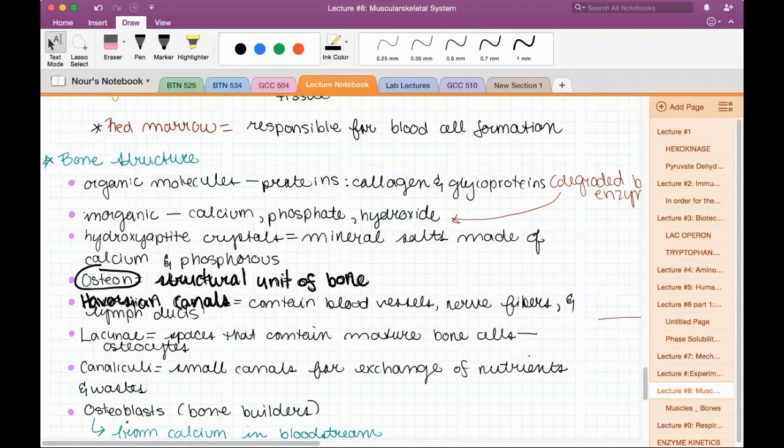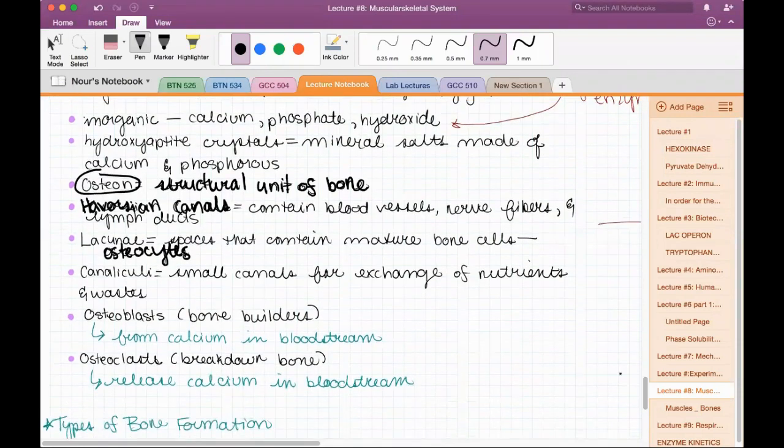The lacunae are spaces that contain mature bone cells, which are called osteocytes. Remember how I told you immature bone cells are woven. In order to become mature, they have to go through something called bone remodeling. And when they go through bone remodeling, they're mature and they become osteocytes. The canaliculi are small canals for exchange of nutrients and waste.